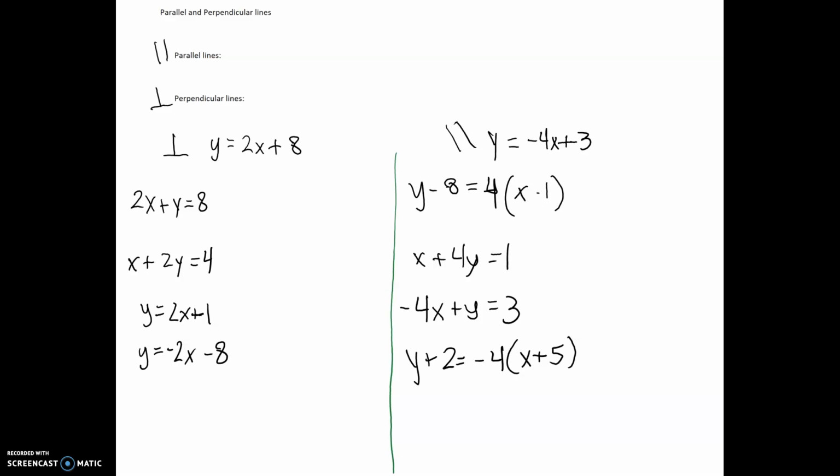Algebraically, what does that require? That requires same slope and something else, different y-intercept. If they were the same y-intercept, they'd be the same line.